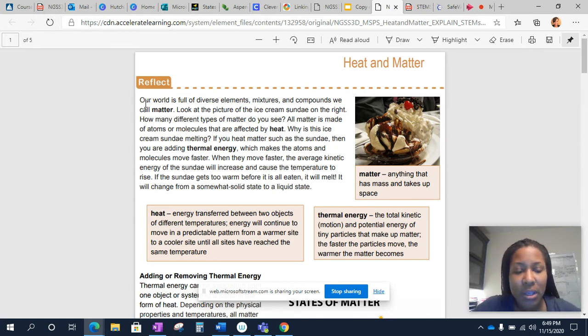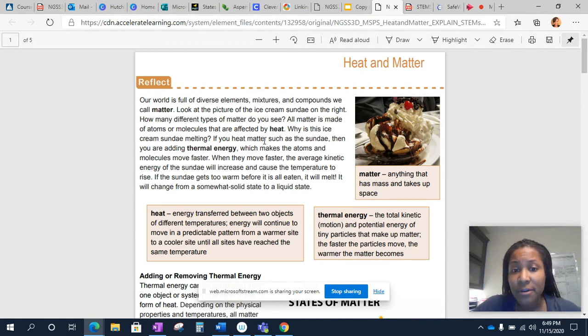So here goes. Our world is full of diverse elements, mixtures, and compounds we call matter. Look at the picture of the ice cream sundae on the right. How many different types of matter do you see? All matter is made of atoms or molecules that are affected by heat. Why is this ice cream sundae melting?